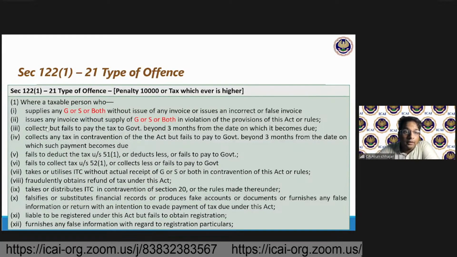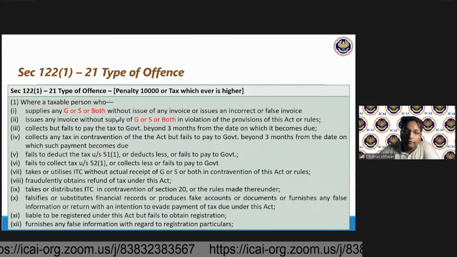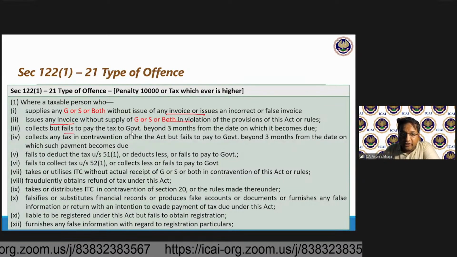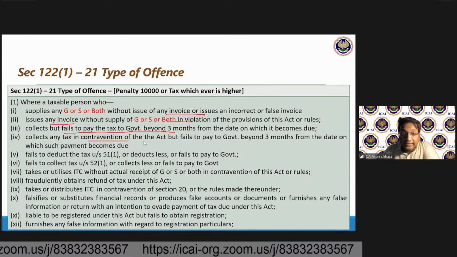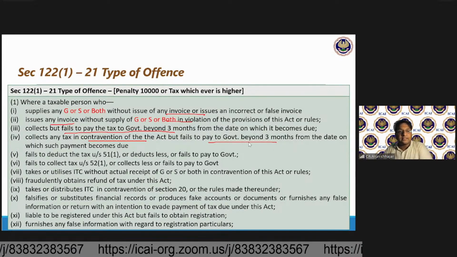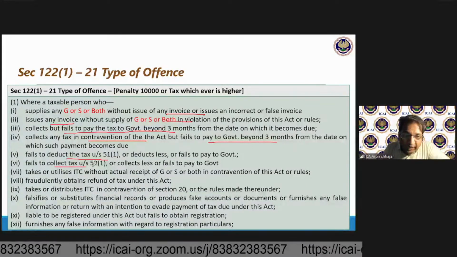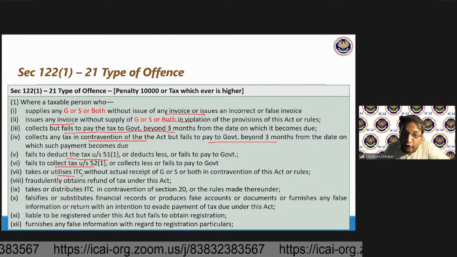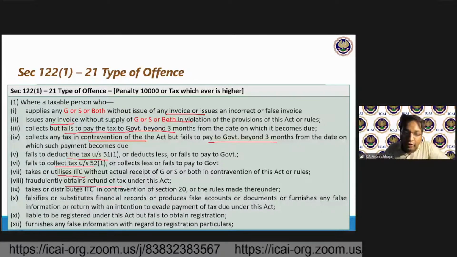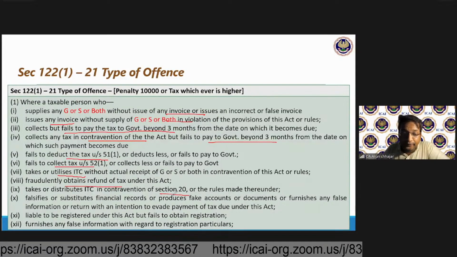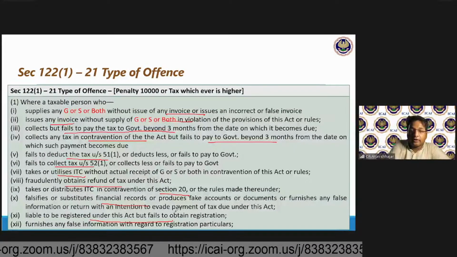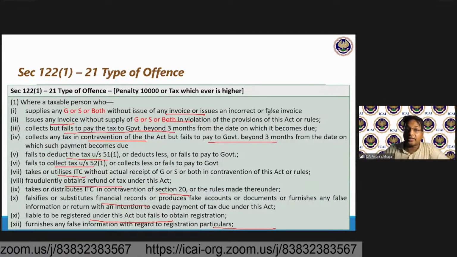What are the offenses? Supplying any goods or services without an invoice; issuing an invoice without the supply of goods; collecting but failing to pay the tax beyond a period of 3 months; collecting tax in contravention but failing to pay it to the government. Then what are the others? Failing to deduct the tax, failing to collect the tax, TCS and TDS; taking or utilizing ITC without actual receipt of the goods or services; fraudulently obtaining a refund; taking or distributing ITC in contravention of section 20; falsifying the financial record; being liable to be registered but failing to obtain registration; furnishing any false information with regard to the registration in particular.